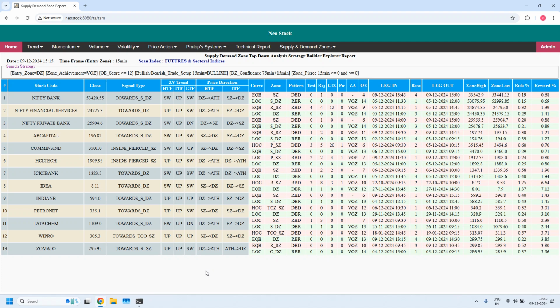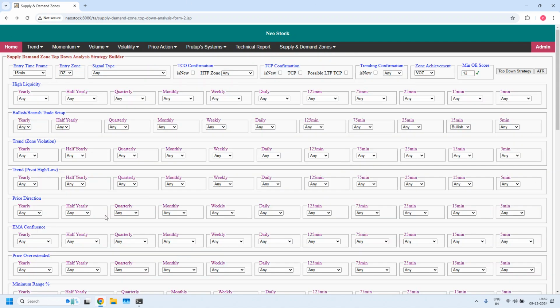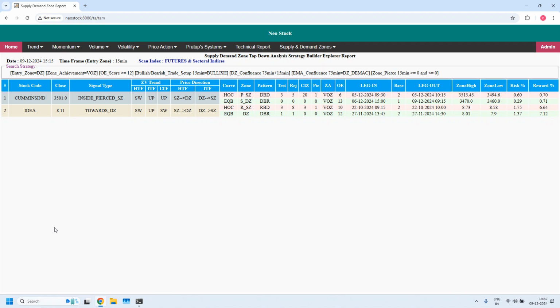So if these 75 minutes demand zones are having daily EMA confluence, they are even more high probability trade setup supported stocks. Let's verify. In the EMA confluence at 75 minutes time frame, because 15 minutes zone is part of the 75 minutes demand zone. So 75 minutes demand zone having daily EMA confluence filter is enabled. With this filter, we got 2 stocks. So these 2 demand zones are high probability setup supported demand zones.